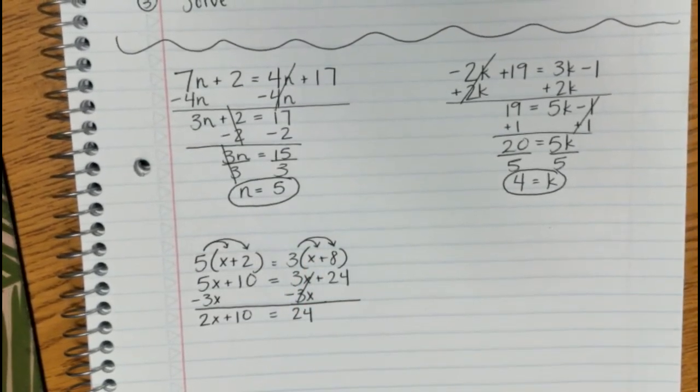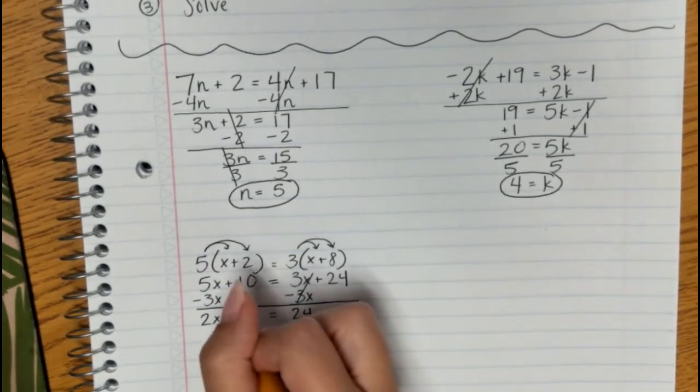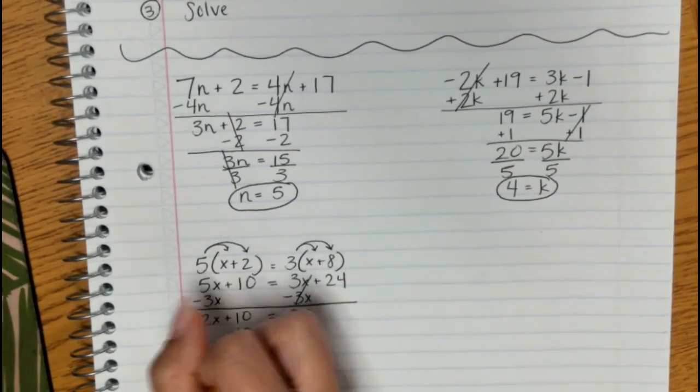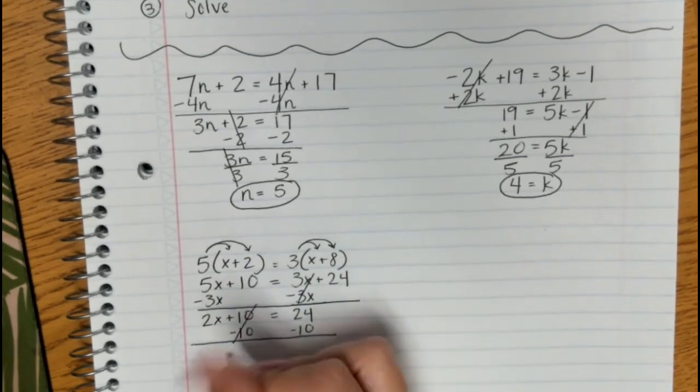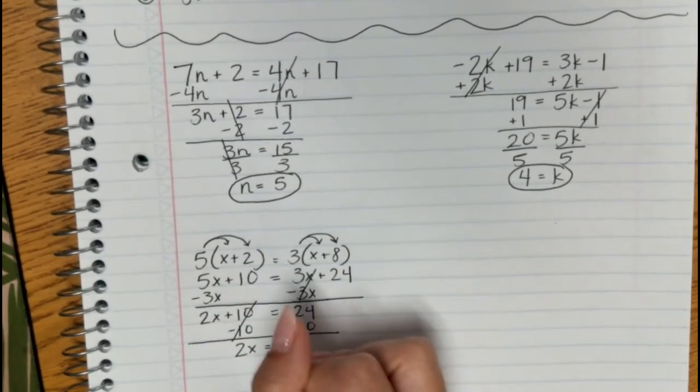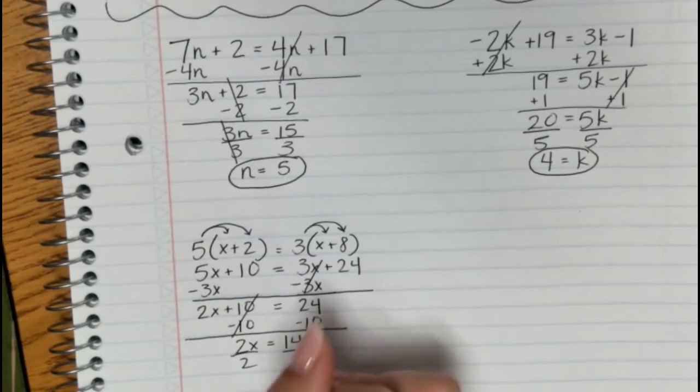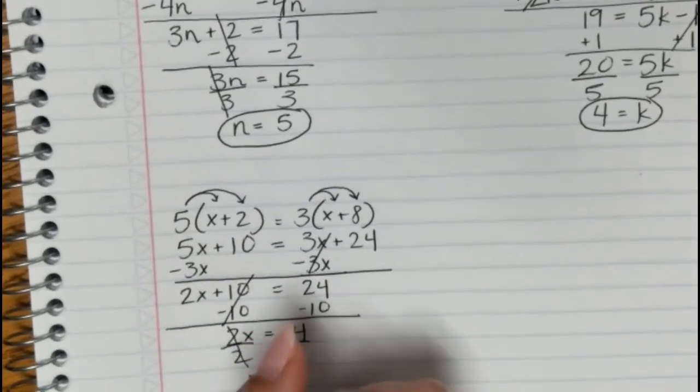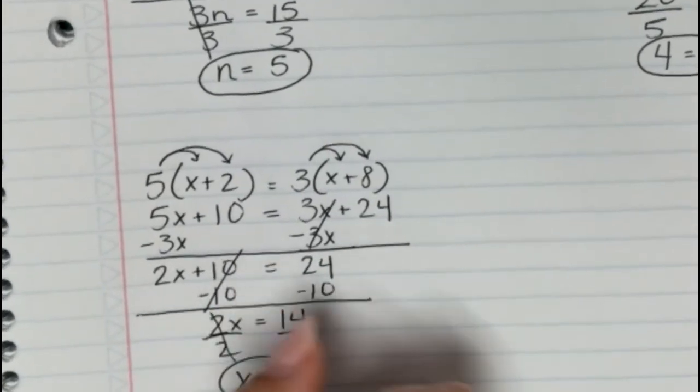Now I have a regular two-step equation. I'm going to subtract my 10 on both sides. That gets rid of that 10. I'm left with 2x equals 14. Divide by 2 to get my x by itself, and x equals 7.